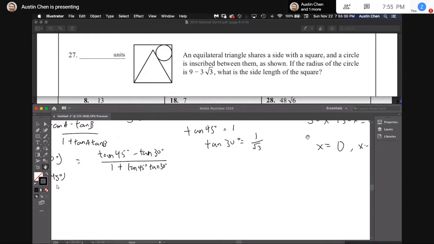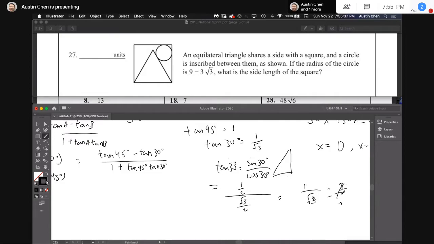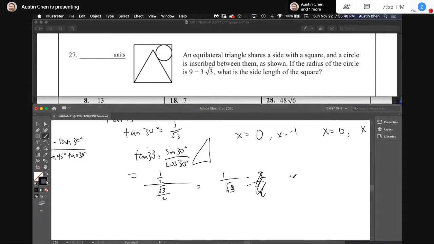You can check this on the 30, 60, 90 triangle, or you could say tangent of 30 degrees is sine of 30 degrees over cosine of 30 degrees. So sine of 30 degrees is just 1/2, and cosine of 30 degrees is root 3 over 2. So then this is just 1 over root 3. And you can rationalize it to, sorry, root 3 over 3.